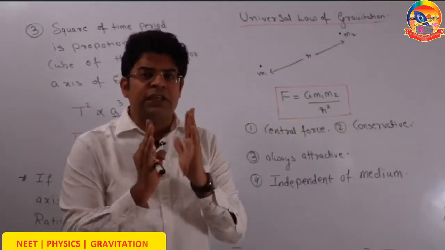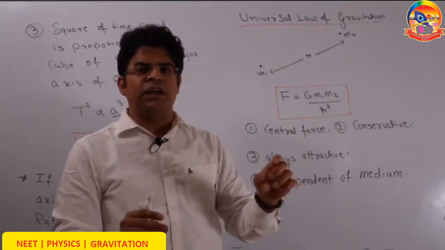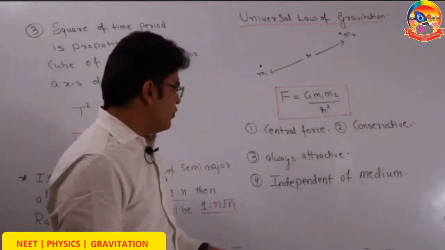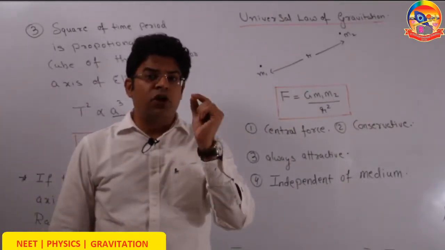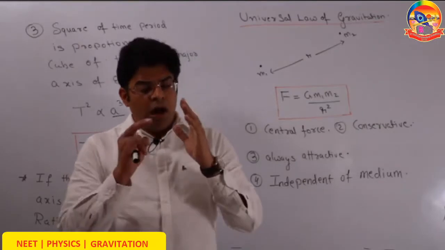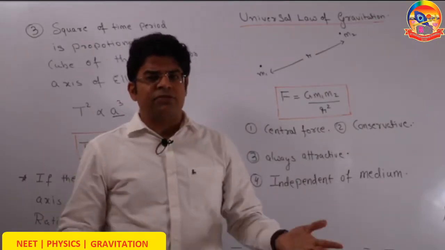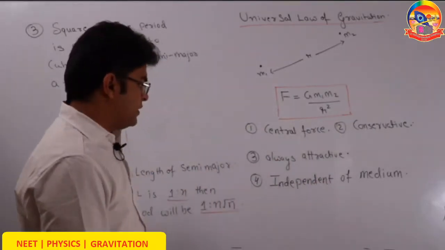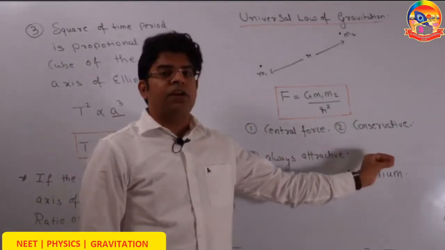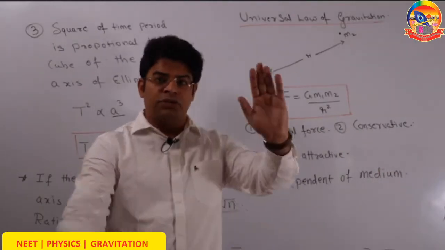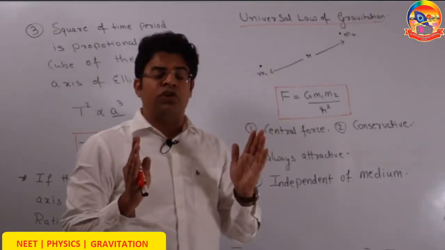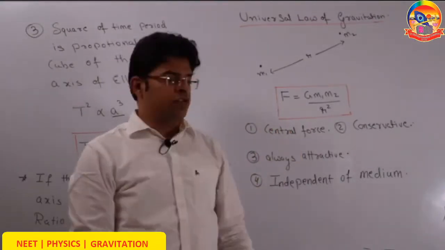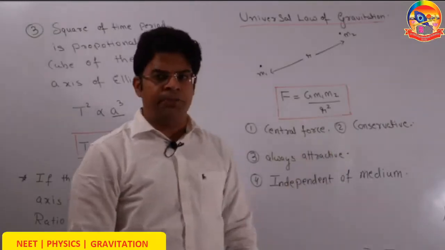If a force is conservative in nature, the work done by the force in a closed loop is zero. So gravitational force is also conservative in nature. The third point, gravitational force is always attractive in nature. Electrostatic force is sometimes attractive, sometimes repulsive, but gravitational force is always attractive. Next, gravitational force is independent of the medium. The net electrostatic force acting between two charged particles depends upon the medium between them, but this is not the case with gravitational force. Gravitational force is independent of the medium.